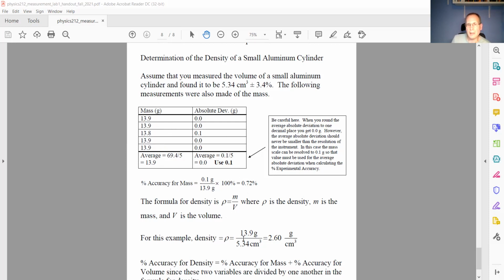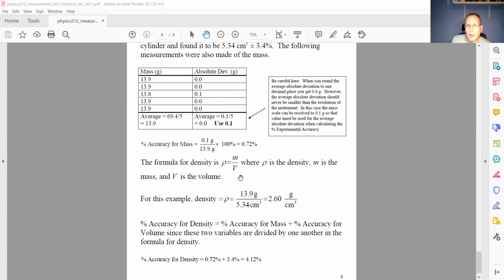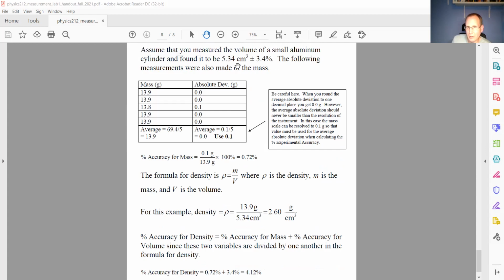To actually find the density, you're simply going to plug in your average mass and your average volume. If we do that in this case, 13.9 divided by 5.34, we're going to get 2.6 grams per centimeter cubed. So that would be our density, 2.6. Now, let's say I wanted to compute the percent accuracy for the density. I know the percent accuracy for mass, 0.72. I know the accuracy for volume. We assumed we did it earlier. We got 3.4%. That's the accuracy for volume, right?